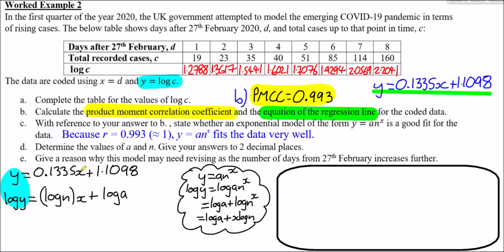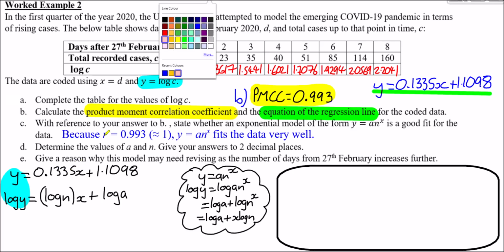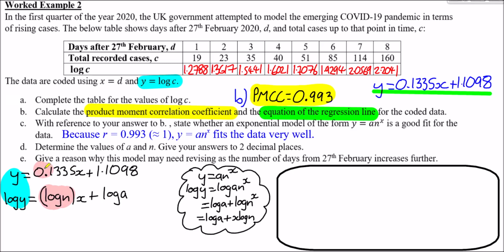Next, we can see that the coefficient of x, the gradient if you like, of the regression line must relate to log n, because that's in front of the x here, just as 0.1335 is in front of the x in the top equation. So we can highlight those and match them up. Finally, we can match up that plus log a must relate to the 1.1098. So we can work out n by saying that log n must equal 0.1335.